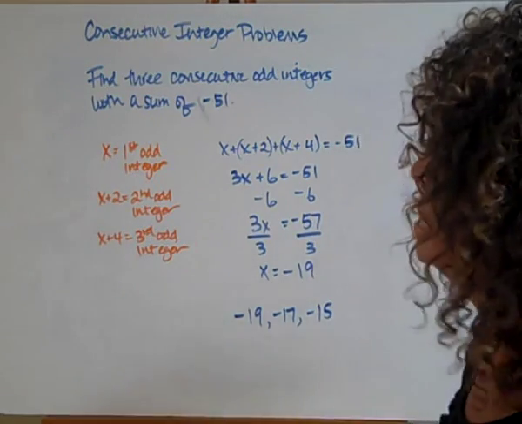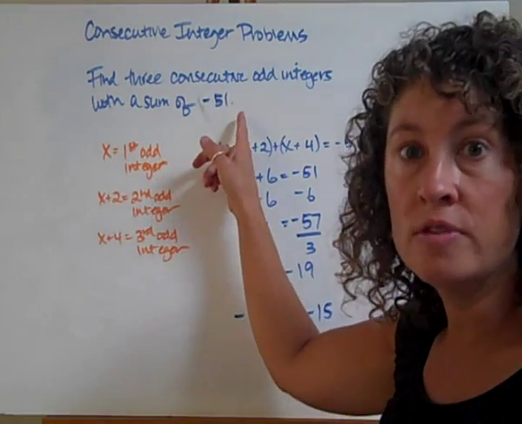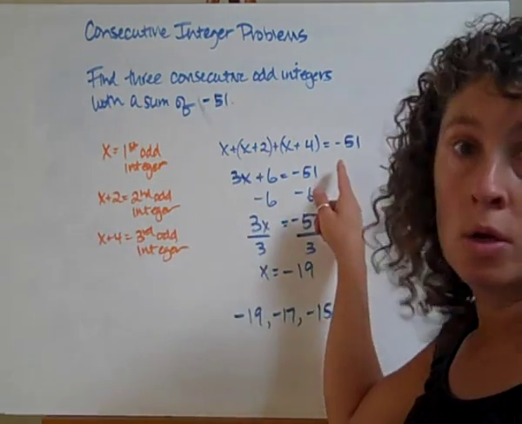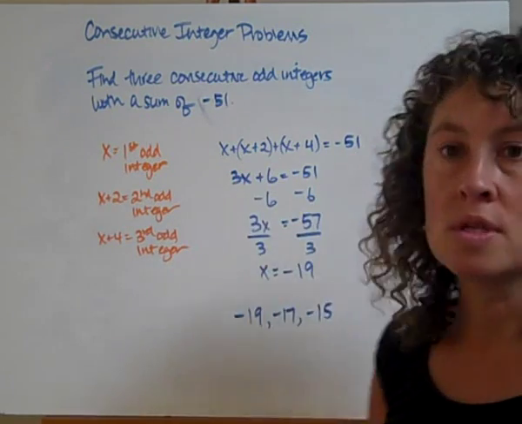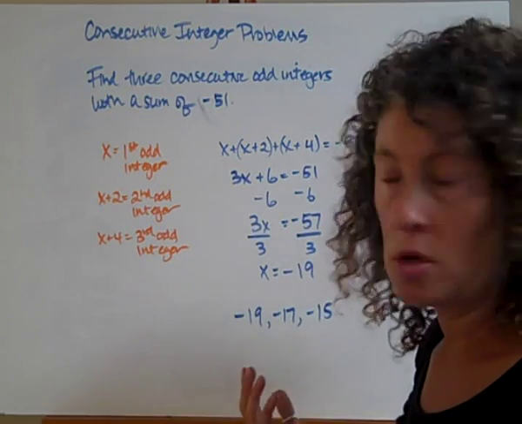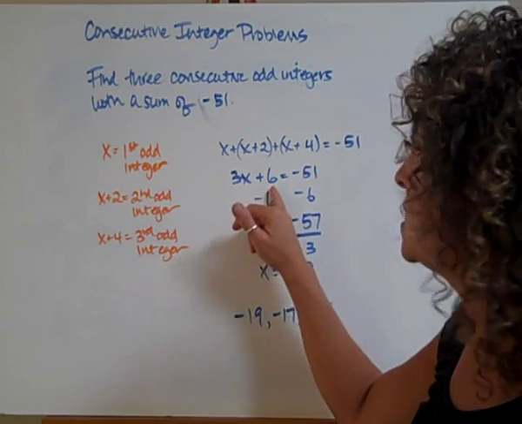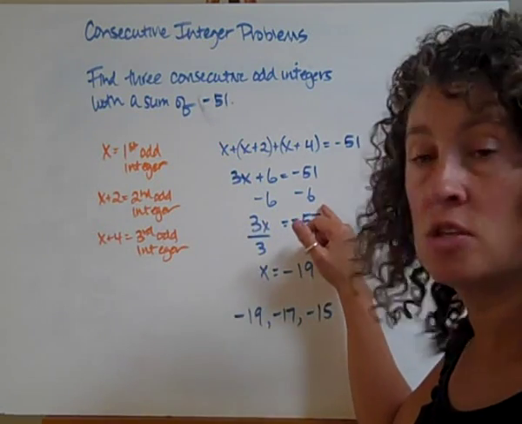The equation for this, they want us to take these integers and create them so they have a sum of negative 51. So I'm going to write out an equation. x plus x plus 2 plus x plus 4 equals negative 51. From here, we have our multi-step equation. We're just going to solve for x. So I have 3x plus 6 equals negative 51 when I combine like terms. I'm going to subtract that 6 from both sides.